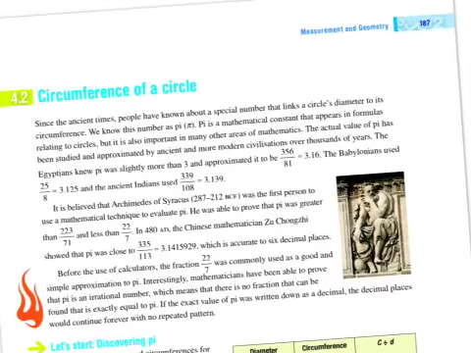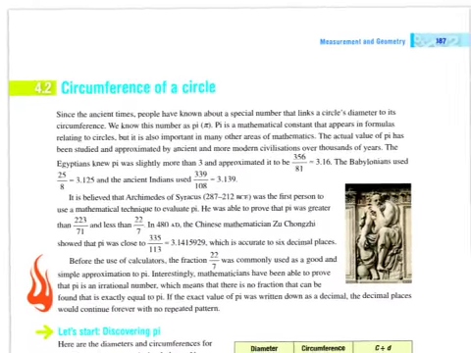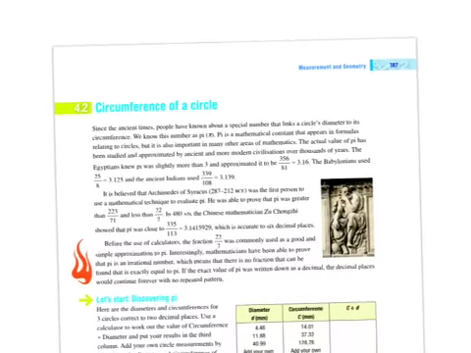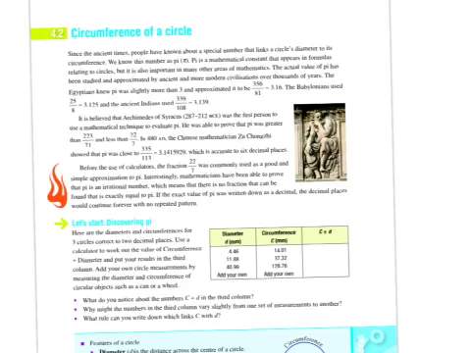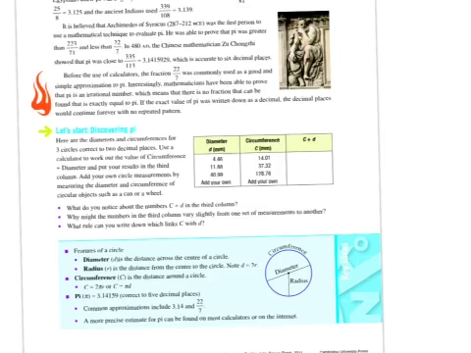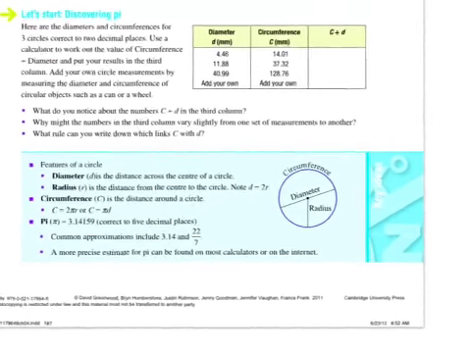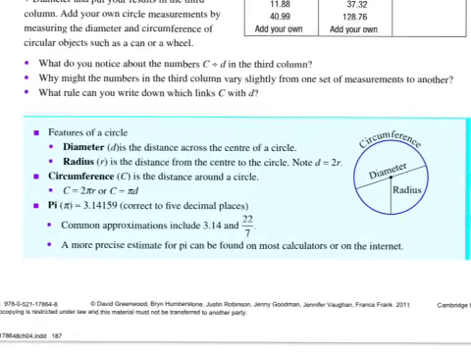Alright, so, circumference of a circle. Well, circles are interesting shapes with interesting symbols and numbers to go with them. For example, pi. Some great information here in your textbook to read about pi, but we're going to focus on the features of a circle.